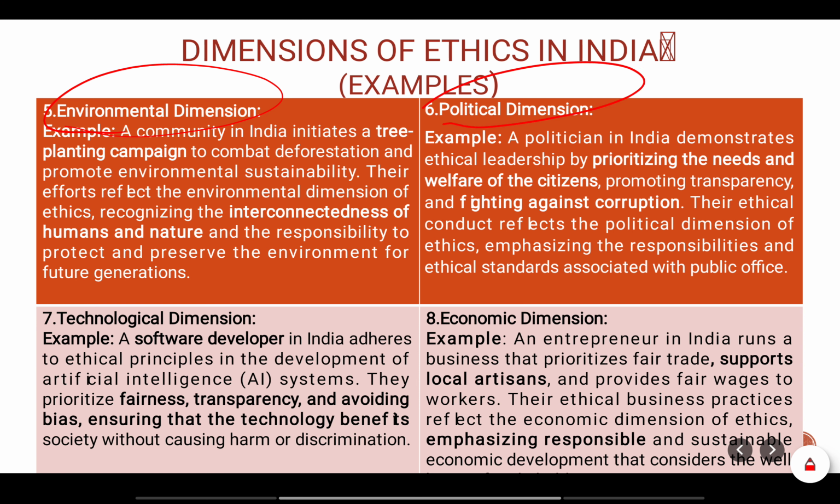Similarly, there are political dimensions also, now technological dimensions and economic dimensions.